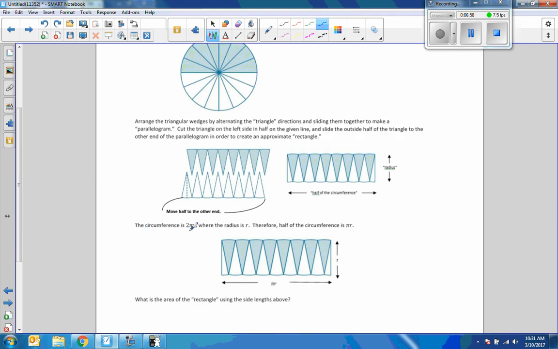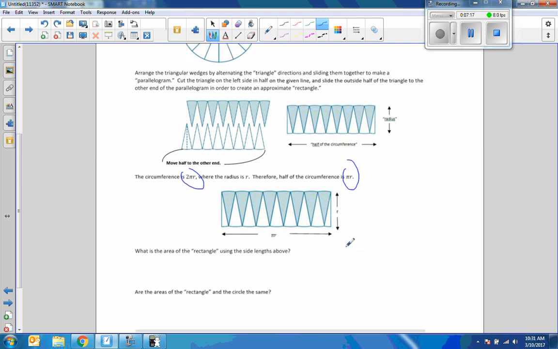Okay, so now it says the circumference is 2 pi r where the radius is r. Therefore, half of the circumference is pi r. So half of 2 pi r is pi r. So that's my length. And the radius was r. So now we have pi r times r. It says, what is the area of the rectangle using side lengths above? So you would say area equals length times width. Area equals pi r times r, which equals pi r squared.